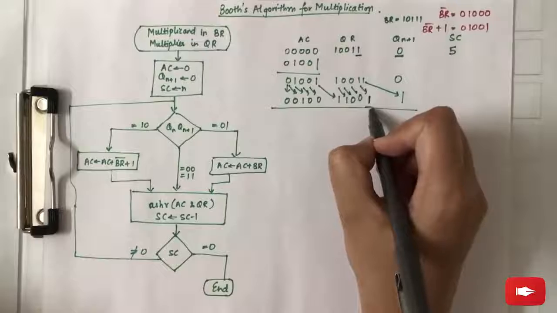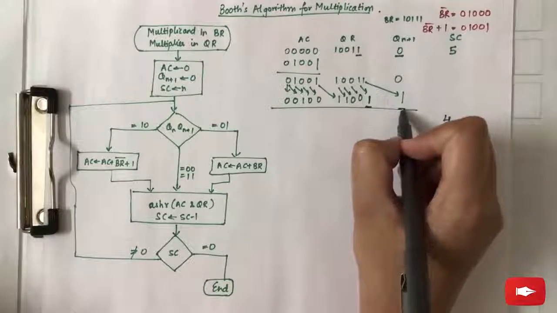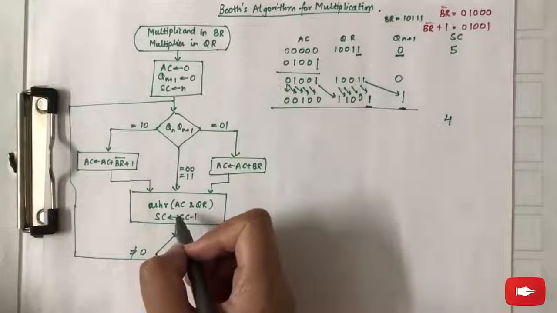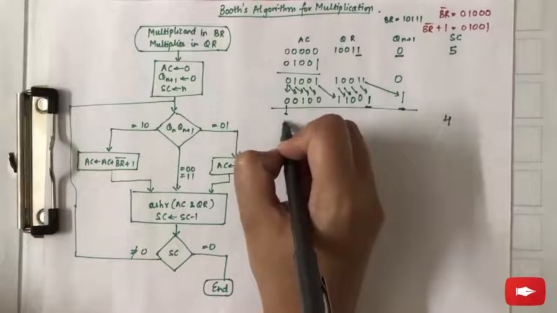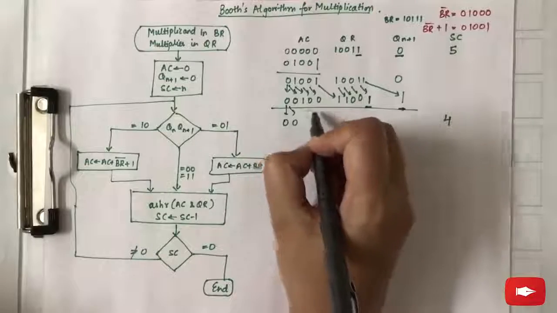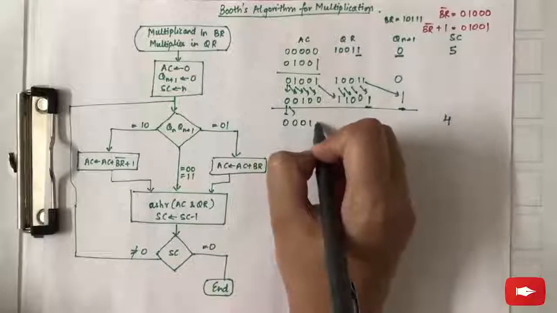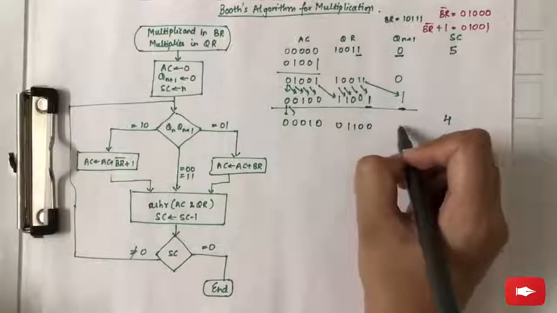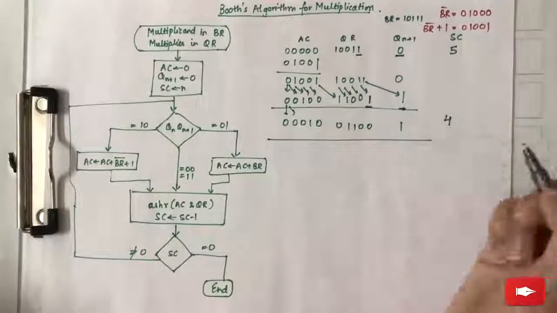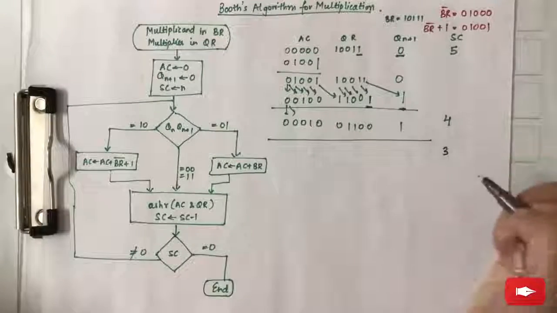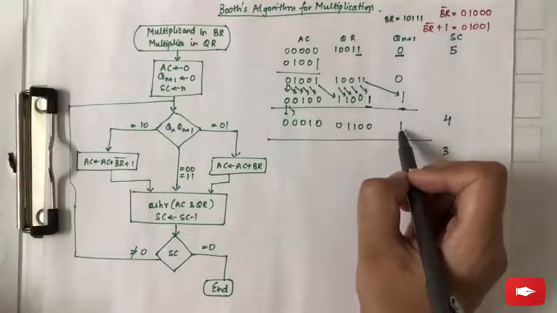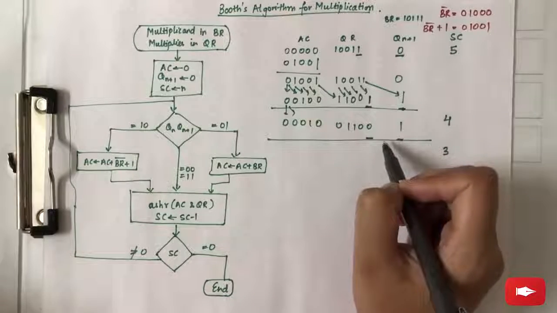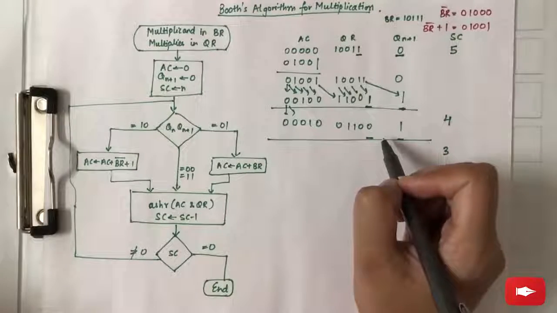Now checking again the values of Qn and Qn plus 1. It is double 1. That means a simple arithmetic shift right has to be done, and then this is 0, again 0. The rest is shifted, 0, 1, 0, 0, 1, 1, 0, 0, and 1. After this, another step is completed and the counter is decremented. So now the value of Qn and Qn plus 1 is 0, 1. That means addition has to be done.